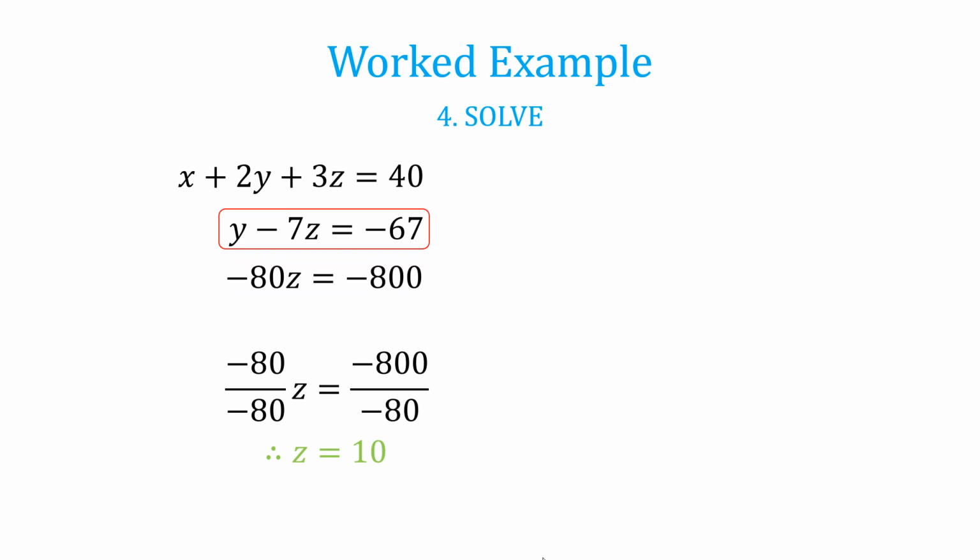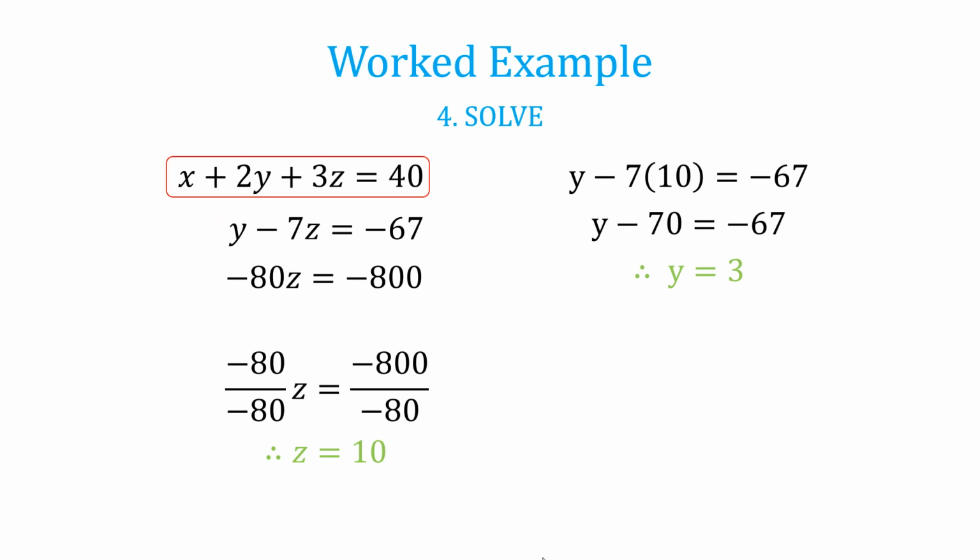Next step, let's sub it in the next equation up. If we put it in there, we can see that we actually just have the y variable left, because we know the value of z. So if we put that in, we've got y minus 7 times 10 equals minus 67, or y minus 70 equals minus 67. If we add 70 to both sides, you can see we'd have y equals 3.